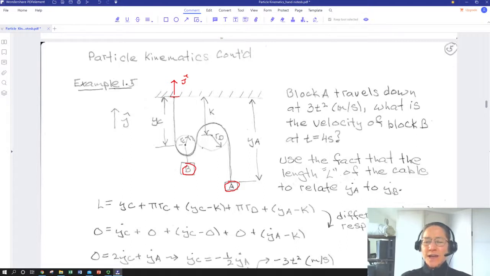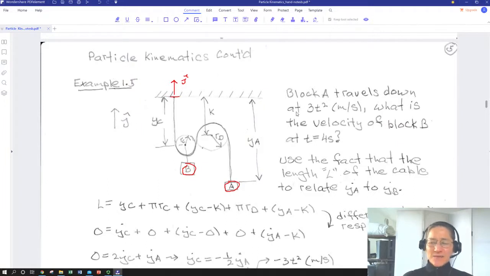So we're told the block A travels down at 3t squared, and the whole thing is in meters per second. Now, this is with respect to the ceiling reference frame, okay? And someone wants to know, what is the velocity of block B at t equals 4 seconds? Again, with respect to the ceiling reference frame.